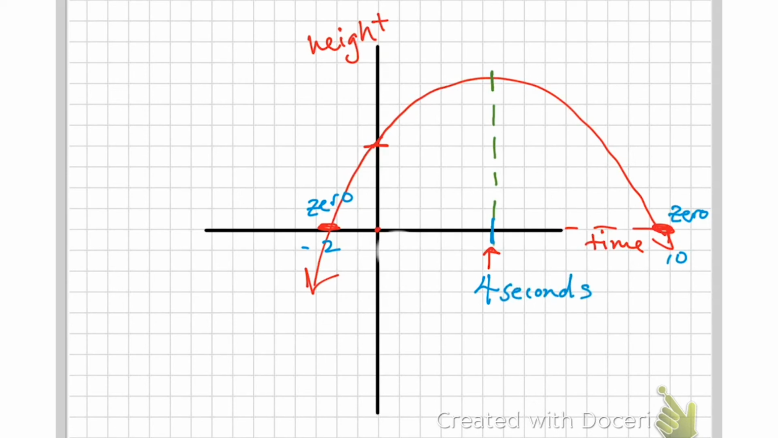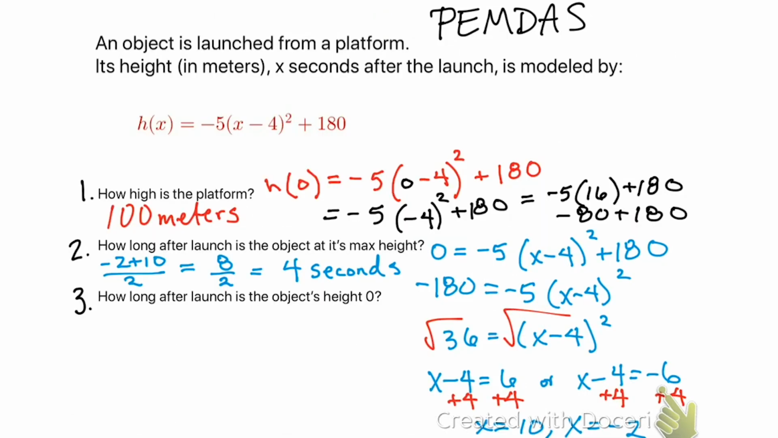All right. Very last question. How long after launch is the object's height 0? So I want to know what x is when h is 0. Well, I already did that in the second problem. I got 2 answers. I got x is 10 and x is -2. They're both seconds. But let's think about this.